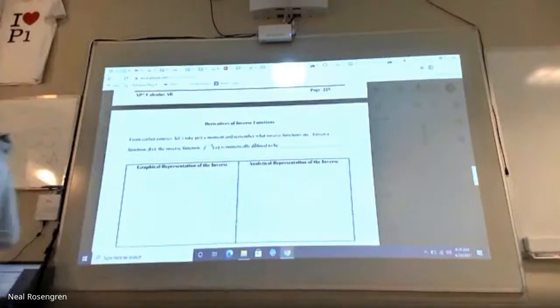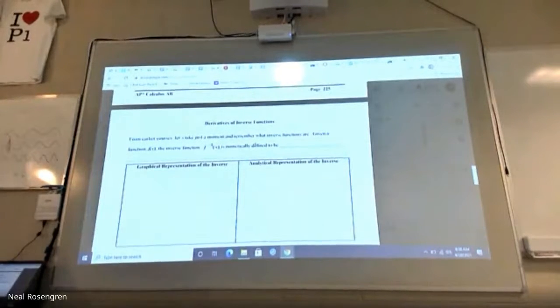There's going to be some precalculus stuff. We're going to get that going here in a second. Okay, so on page 226, you'll have a spot right here. Pull this up.